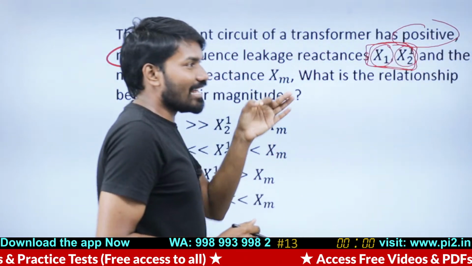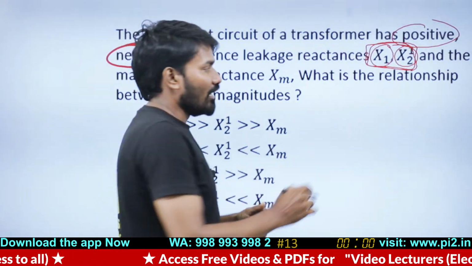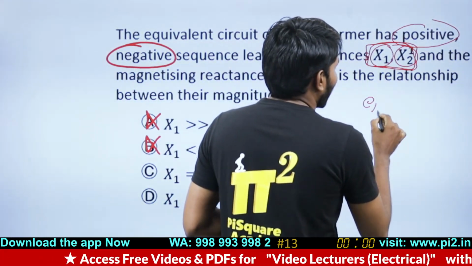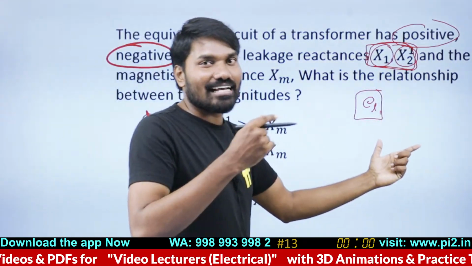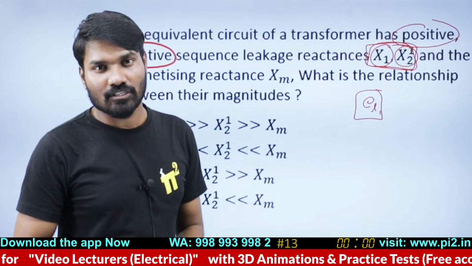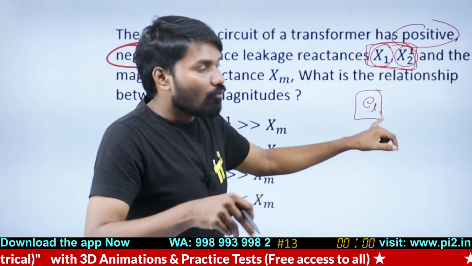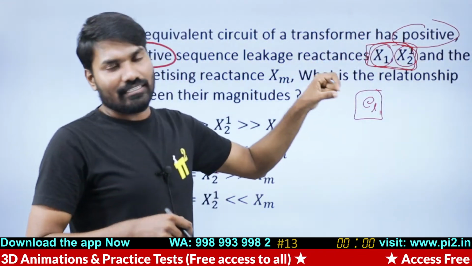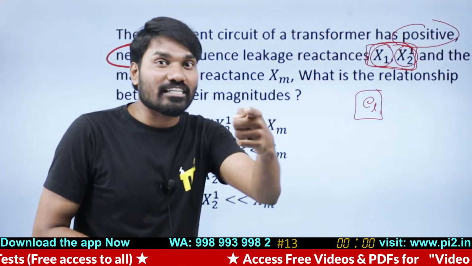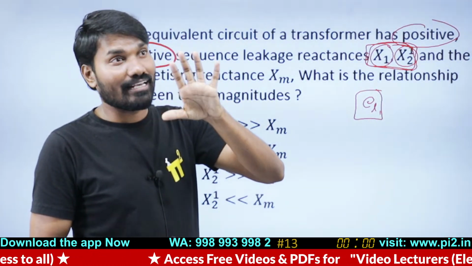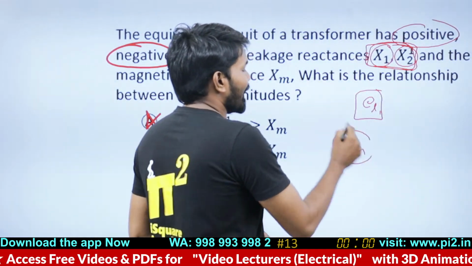Clearly it says leakage reactance is a representation of leakage induced EMF. To represent leakage induced EMF, which I have described nicely in the course, we use leakage reactance. To represent the actual induced EMF, not leakage, we use magnetizing reactance.